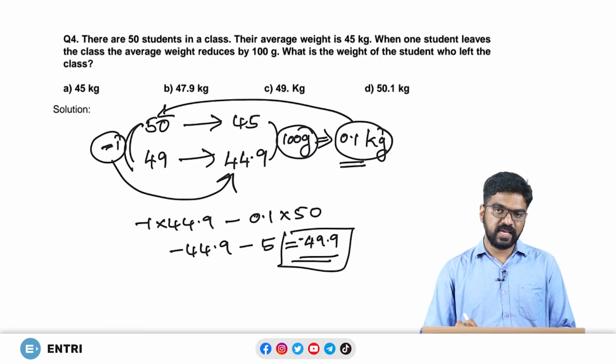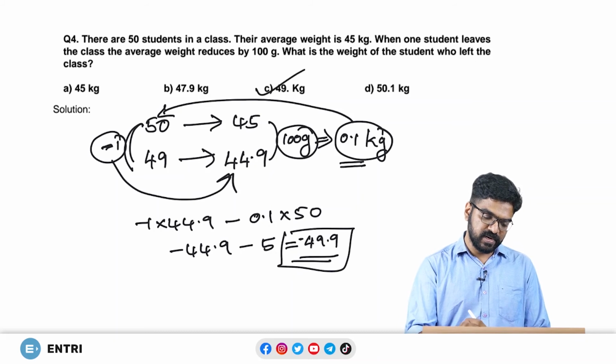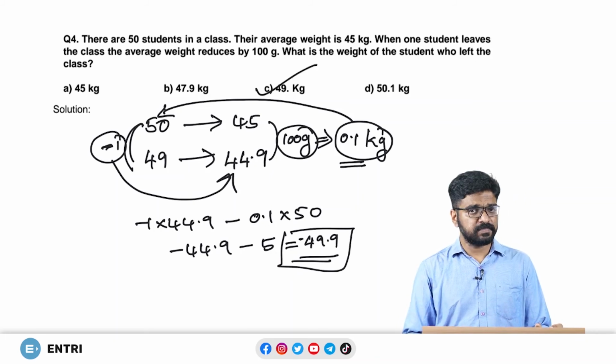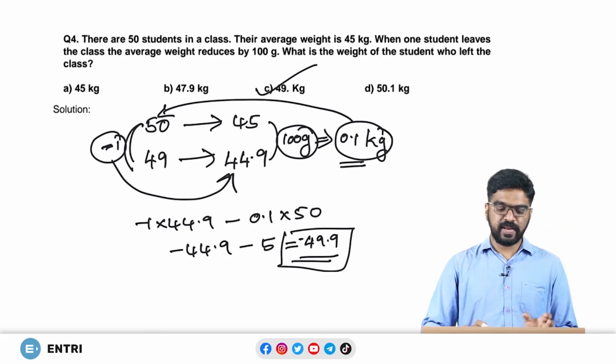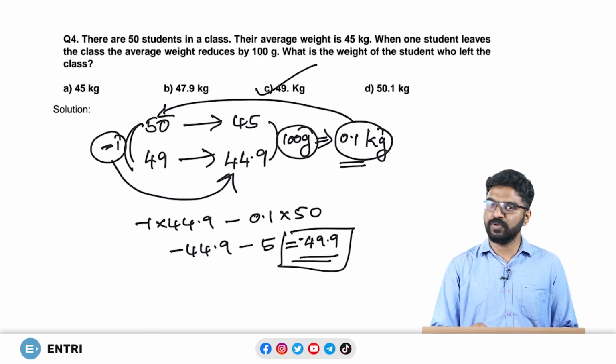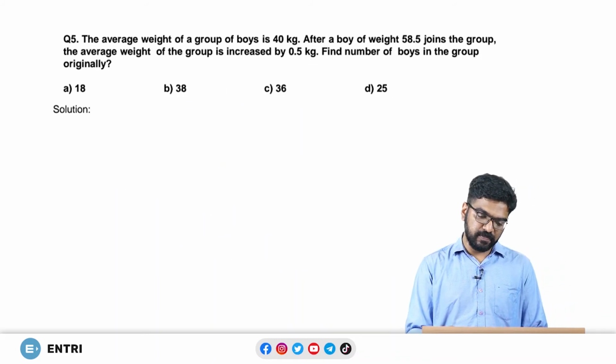Okay? So this is the weight of the person who actually left the group. The answer is option C. Is that clear? So now we saw that even when one person leaves the group, we are applying the same principle to get the answer faster. Is it? So the next question, number 5.